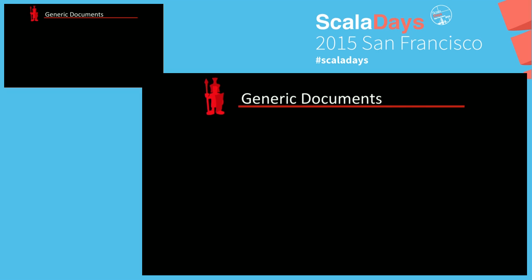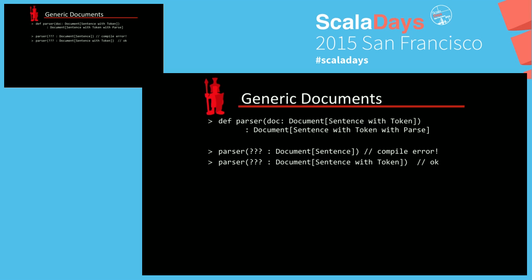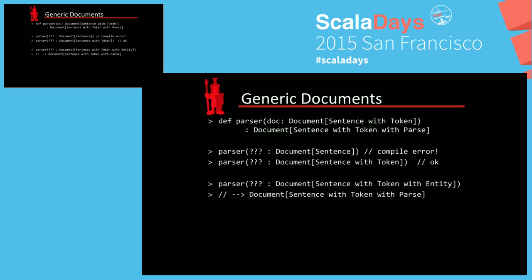So for instance, we can have a parser method that requires a document with sentences and tokens, and it will give us a document with sentences, tokens, and parses. So we can't pass in a document that just has sentences, but we can pass in a document that has sentences and tokens. But what happens if we pass in a document that has sentences, tokens, and entities? What's going to come out is a document with sentences, tokens, and parses. It's going to magically have forgotten the entities. That's not really what we'd like.